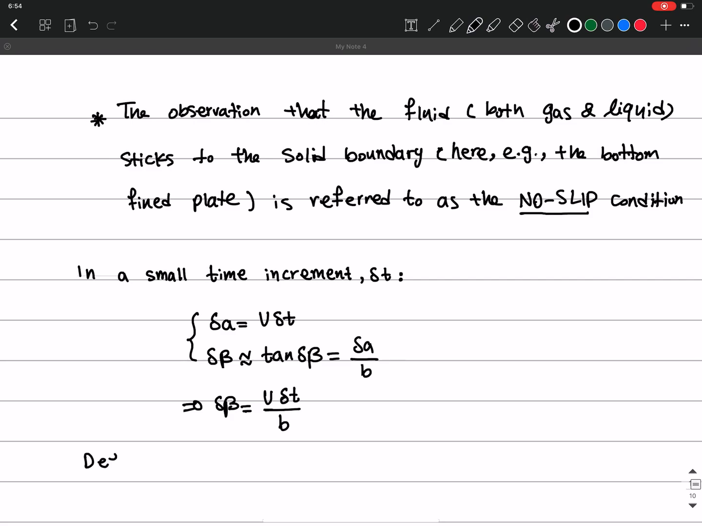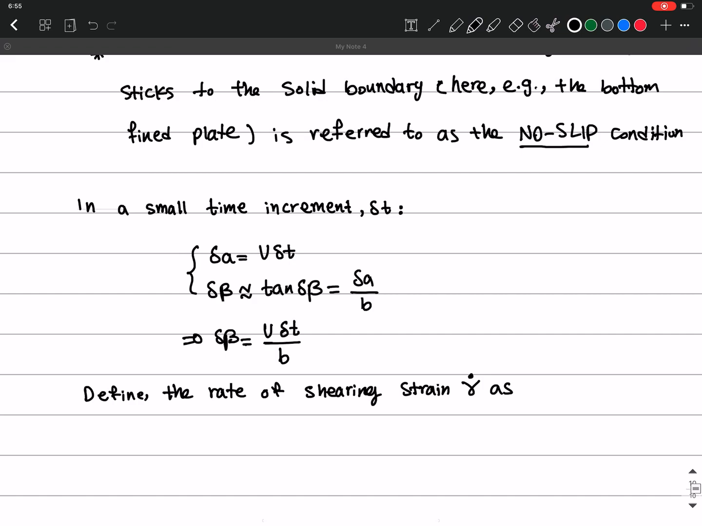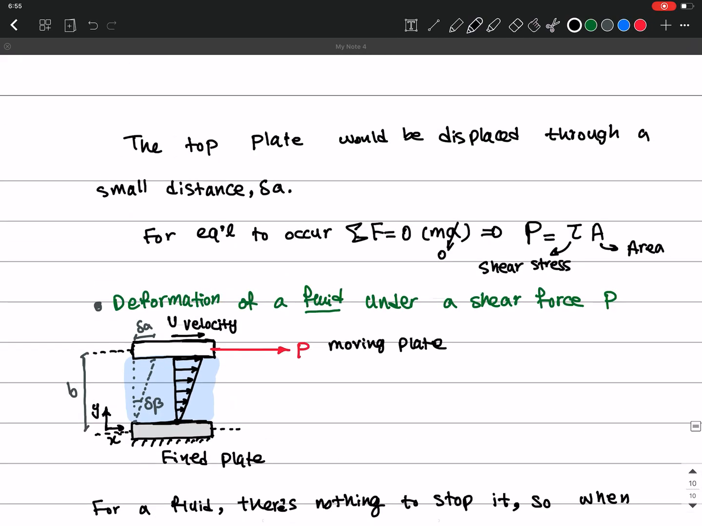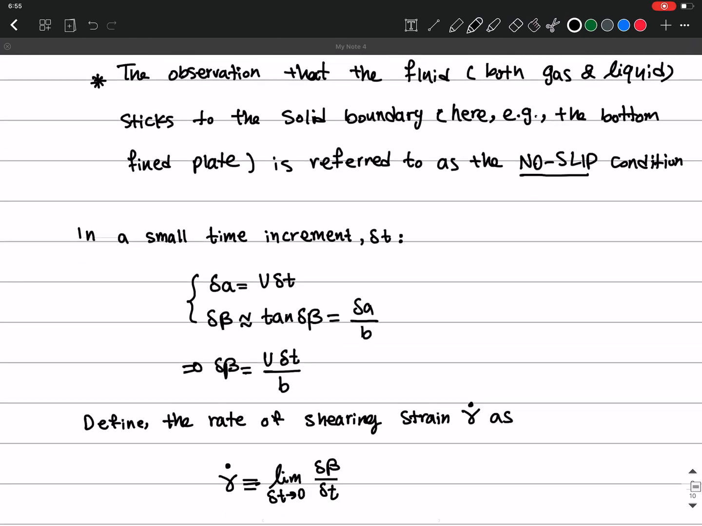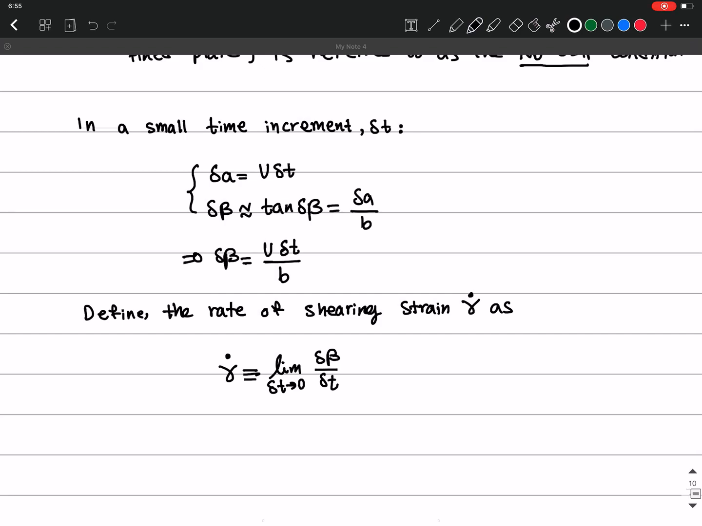And then we define the rate of shearing strain, or gamma dot, as follows. I'm going to define gamma dot, the shearing strain rate, as the limit of delta beta over delta t as delta t goes to 0. So this is the shearing strain, right? We defined delta beta as shearing strain, and the rate of that is delta beta over delta t, right? So this is the definition of the rate of shearing strain. There is nothing strange here.